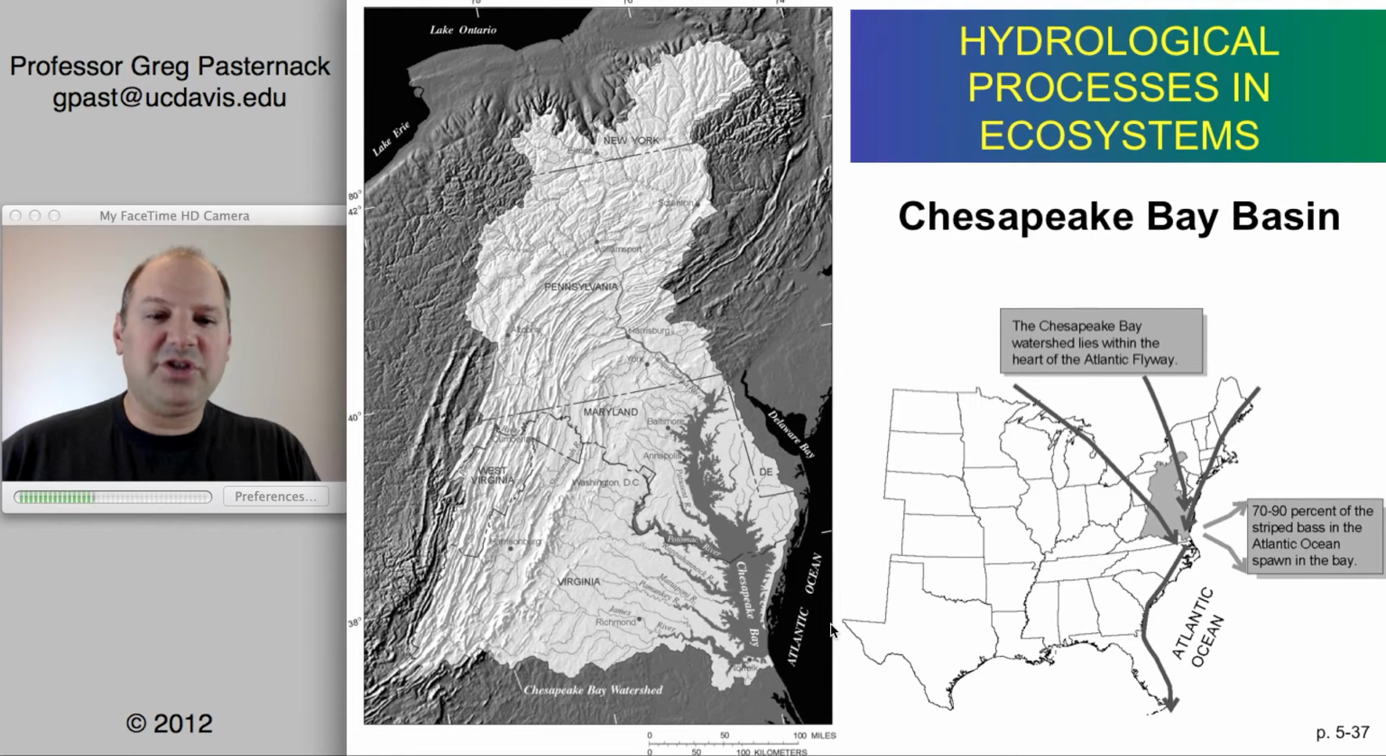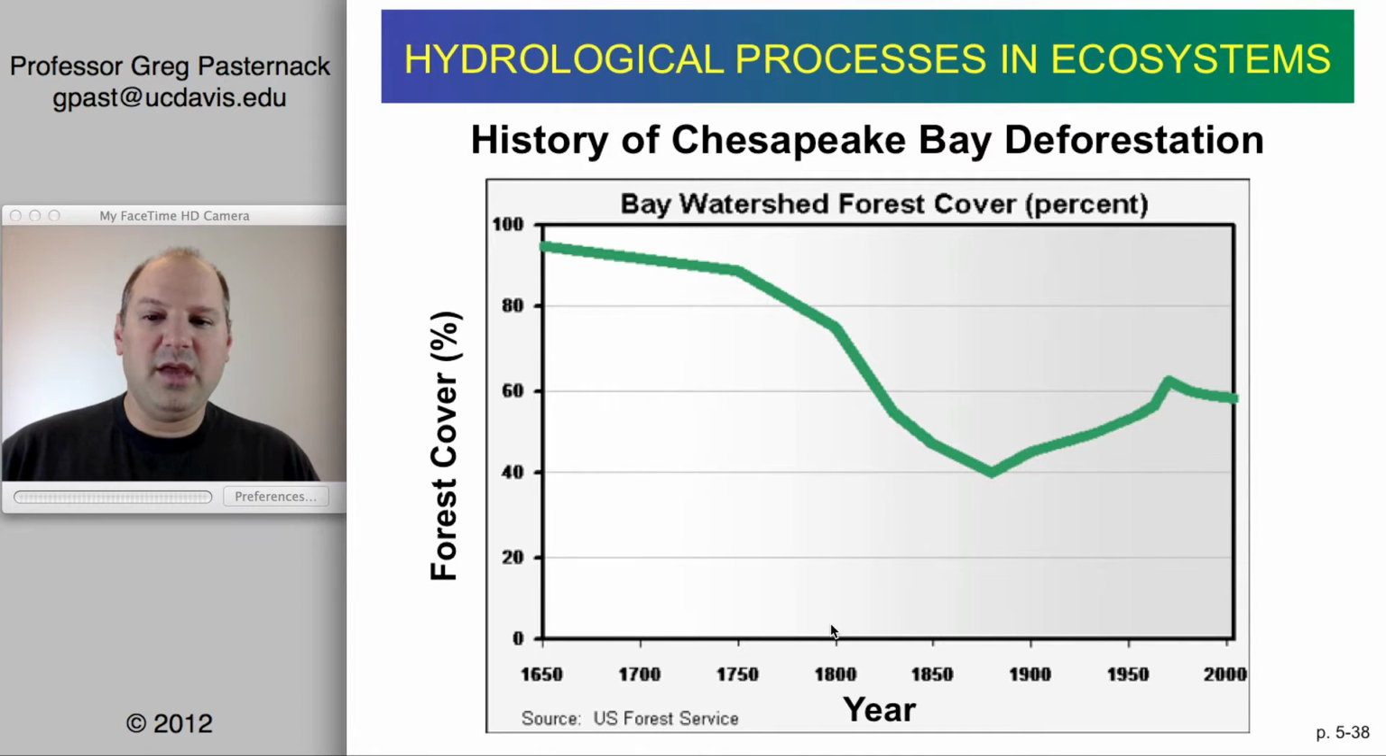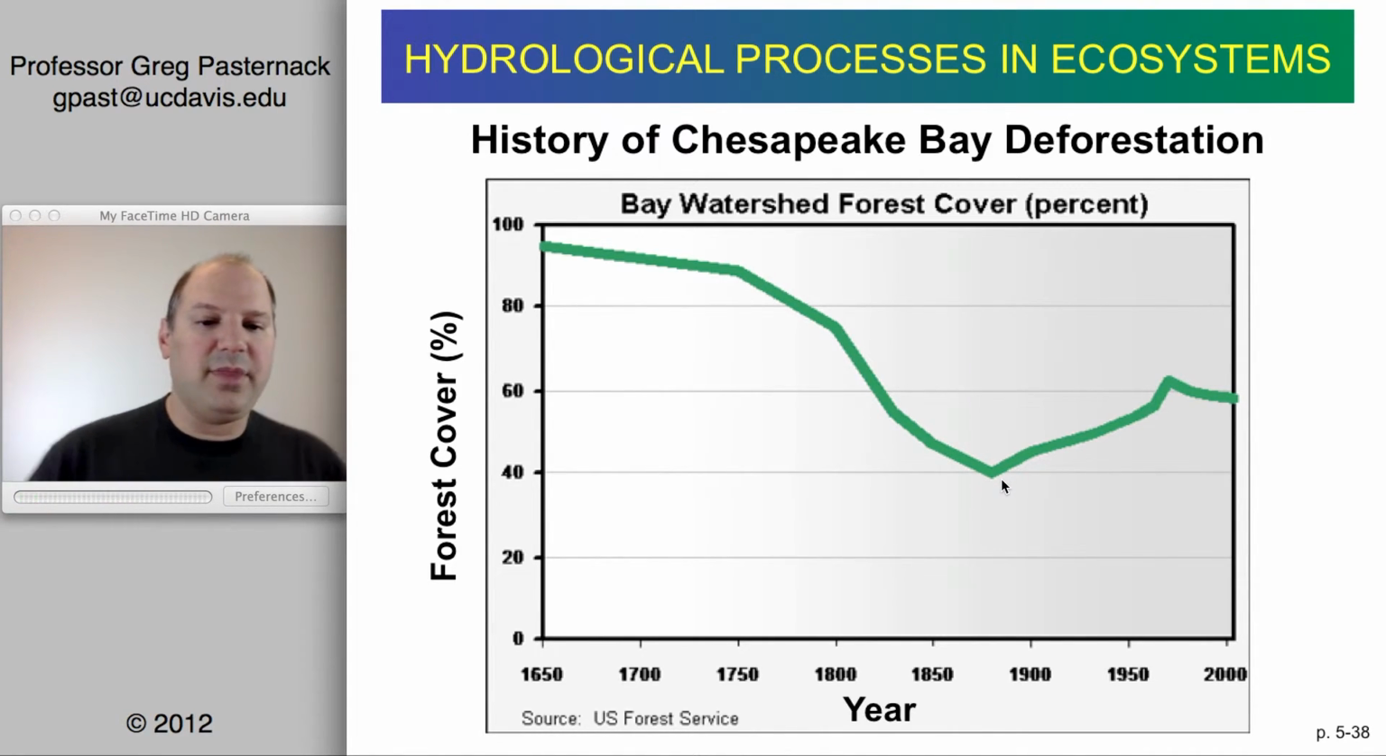It's the largest estuary in North America, and it's obviously been very well studied. Historically, the watershed was 95 to 100% forest cover, and there was that initial phase of deforestation that really took off when intensive agriculture got underway in the late 1700s. By the time you get to the Civil War, 60% of the watershed was deforested.